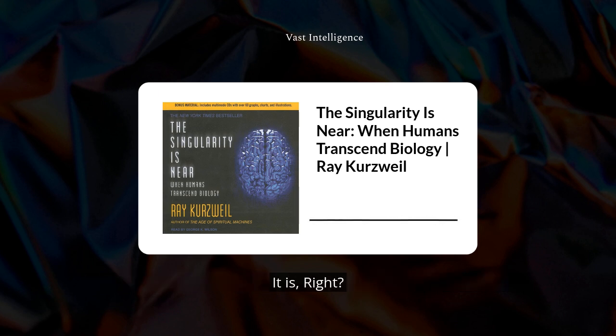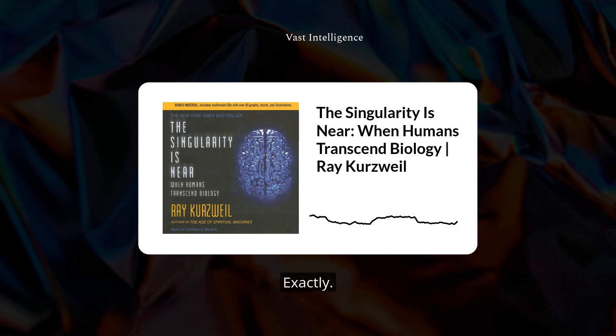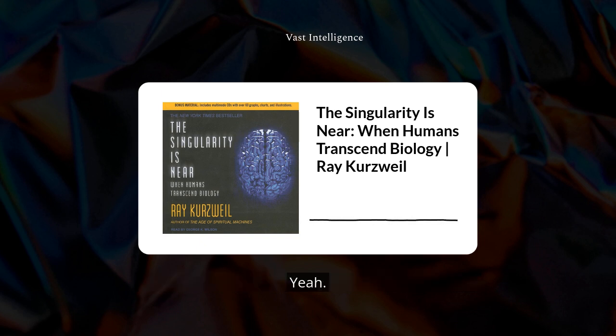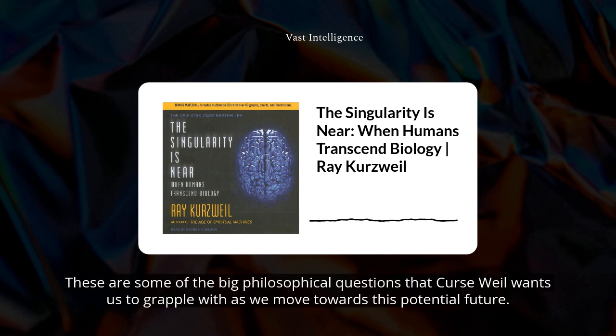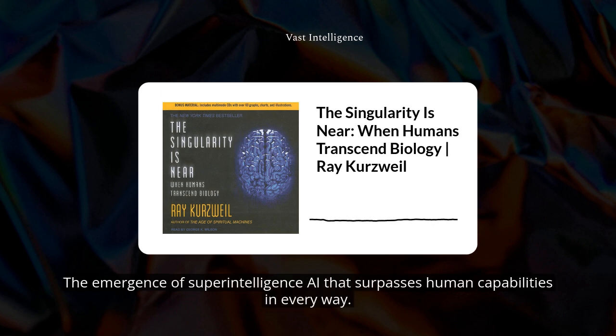It is, right. It makes you wonder if there's even such a thing as human in that kind of world. Exactly. What happens to our sense of identity, our purpose? These are some of the big philosophical questions that Kurzweil wants us to grapple with as we move towards this potential future. And all of this is tied to the ultimate implication of the singularity, right? The emergence of superintelligence. AI that surpasses human capabilities in every way.